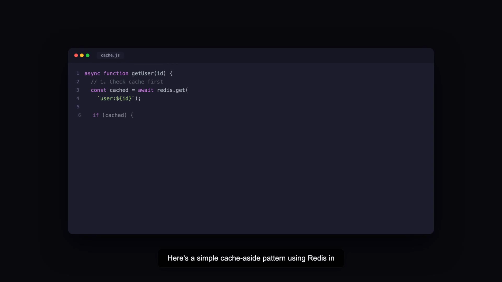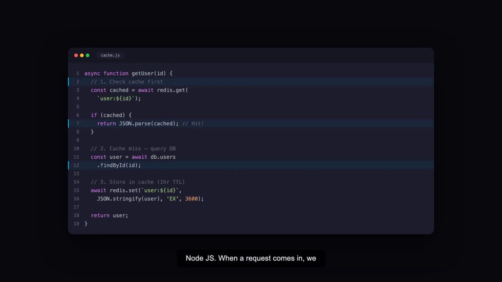Here's a simple cache-aside pattern using Redis in Node.js. When a request comes in, we first check Redis for the cached data. If it's there, we return it immediately. If not, we query the database, store the result in Redis with a 1-hour TTL, and then return it. Next time the same data is requested, it comes from Redis in under a millisecond.